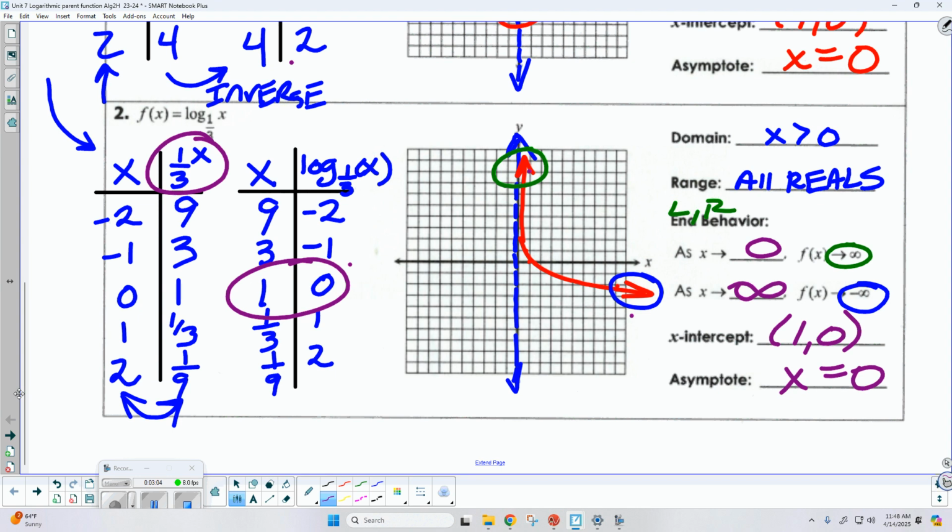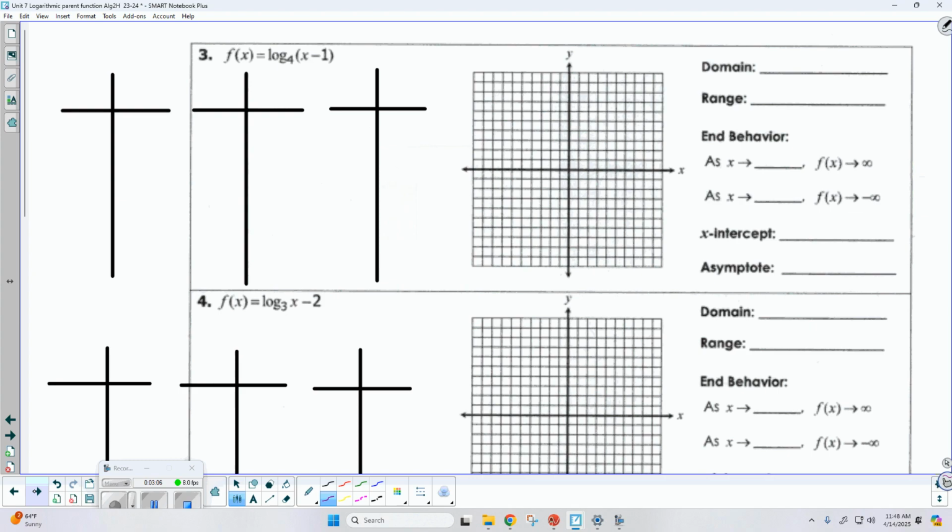But let's go ahead and try one more of these. Let's see what you think. Okay, so number 3, we want to graph log base 4 of x minus 1. So in the very beginning, don't worry about any of the transformations. Just focus on your base. So here are my x's that I'm going to plug in: -2, -1, 0, 1, 2. But because my base is 4, we're going to start with the exponential 4 to the x.